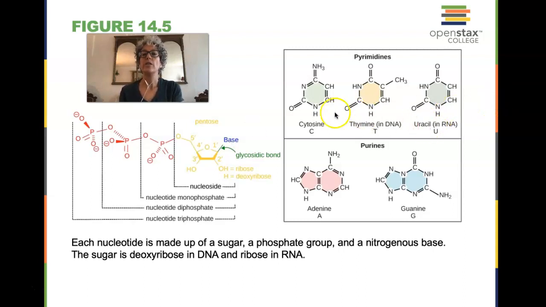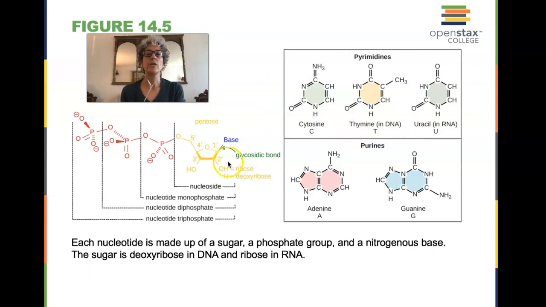DNA has cytosine, thymine, adenine, and guanine, and RNA has uracil, cytosine, adenine, and guanine. The C, A, and G are exactly the same in both nucleic acids, but only DNA has thymine and only RNA has uracil. DNA and RNA are extremely similar chemically.